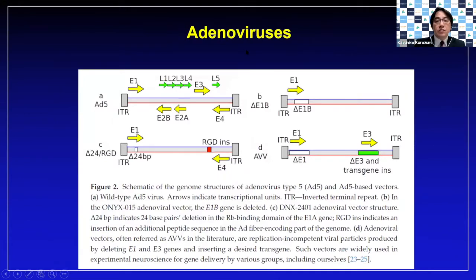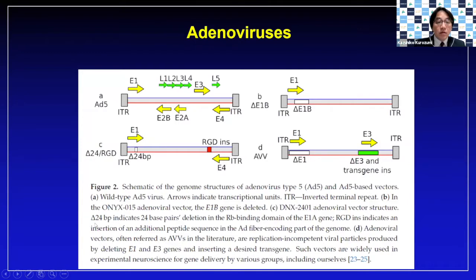This is about adenovirus. This A is wild type. Then B is the E1B deletion, as in the Onyx-015 adenoviral vector, a very famous one. The E1B gene is deleted, and it can replicate conditionally. This is also a conditionally replicating adenovirus.